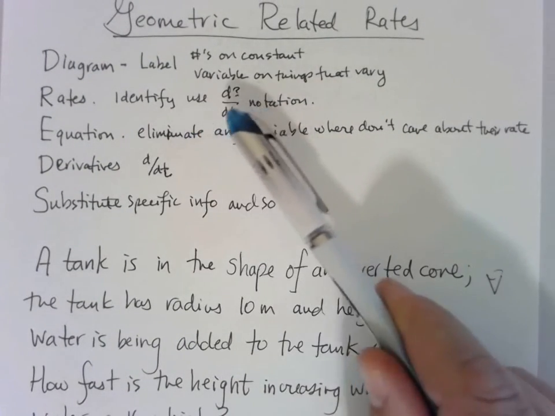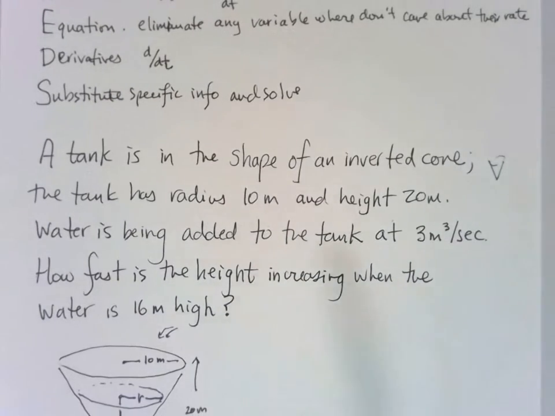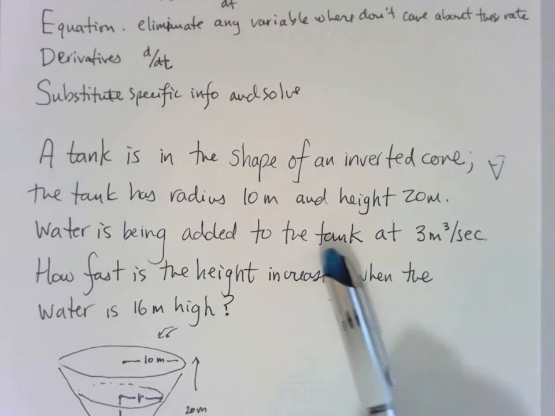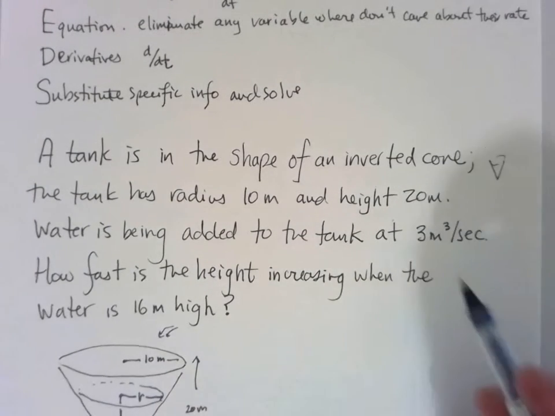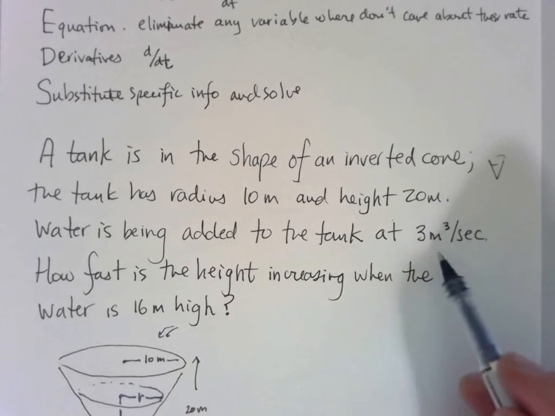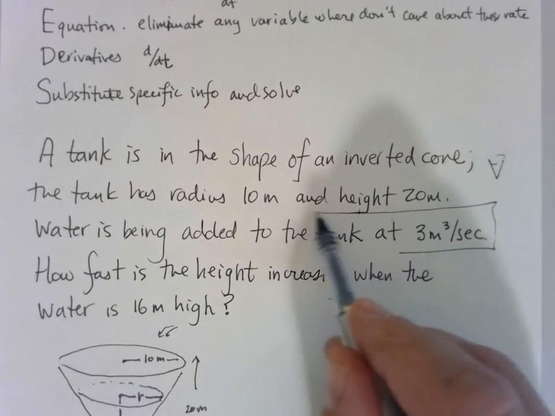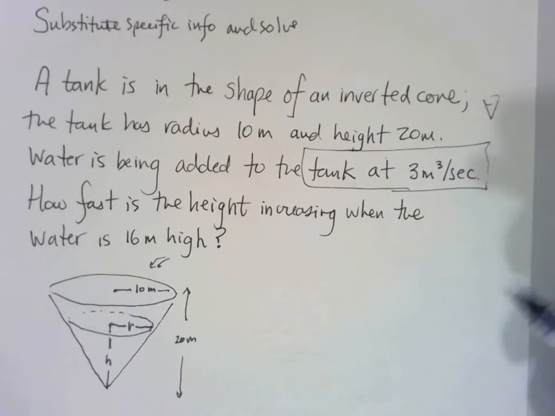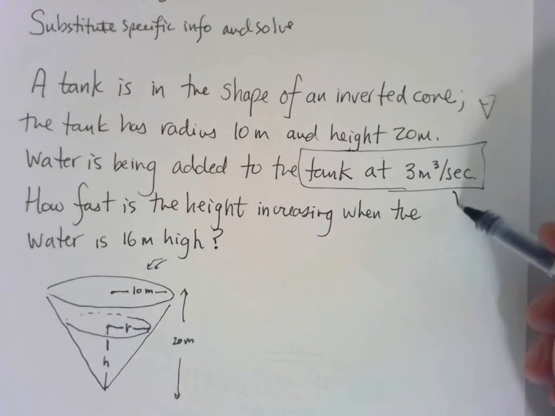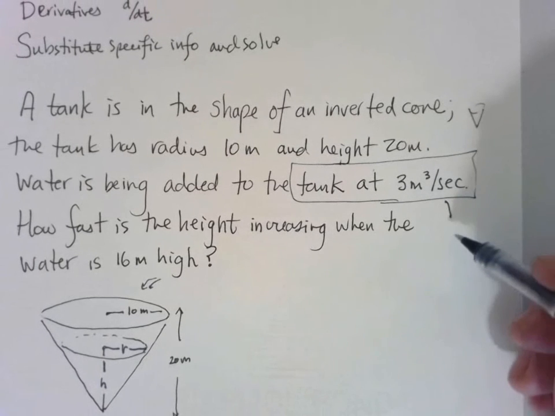So next, rates. Identify using d something dt notation. Let's look for the rates in the question. Let's see here. Water's being added to the tank at 3 cubic meters per second. So that's a rate. And you can tell by the units, this is a volume. 3 cubic meters per second. I don't have volume yet in my picture. So that means I'm going to need to have a volume formula that I will come to when I'm doing the equation. A sensible letter to use for volume would be V.